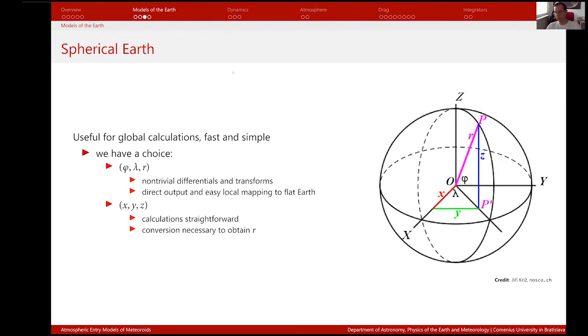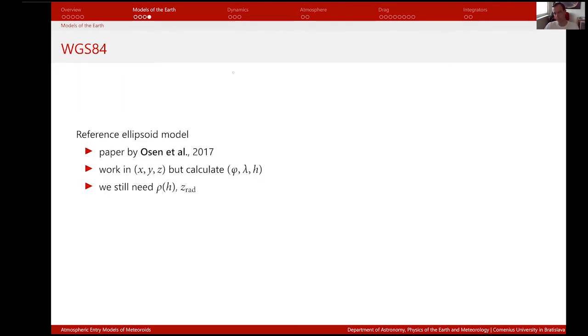For me, however, in a global calculation, it's easier to work in Cartesian coordinates already, where calculations are really straightforward. All the equations can be solved at once. However, I still need to convert them to spherical because I need to obtain r, the distance from the center, or more precisely, the altitude above the surface. So it doesn't really help much.